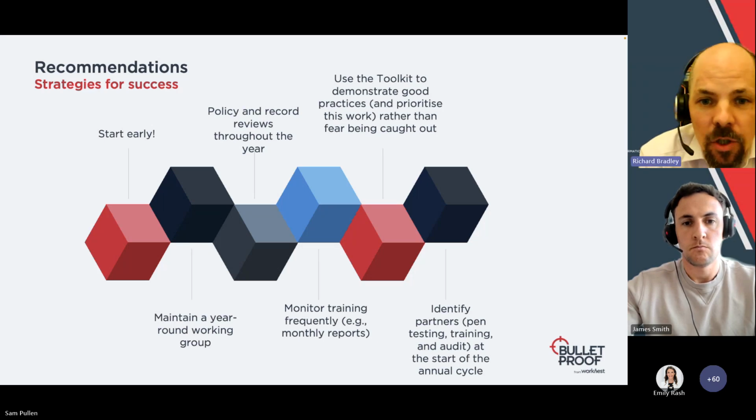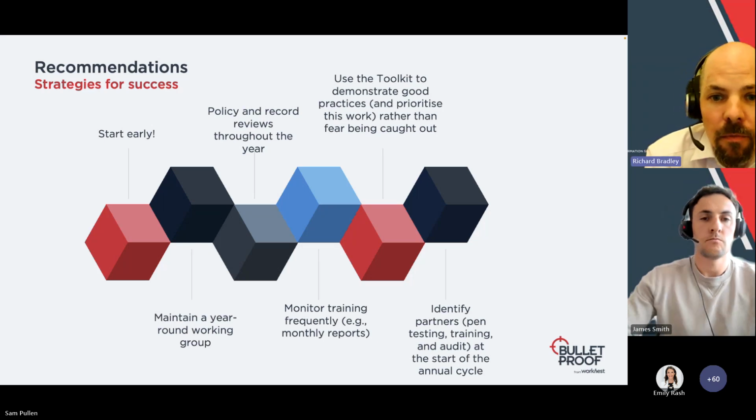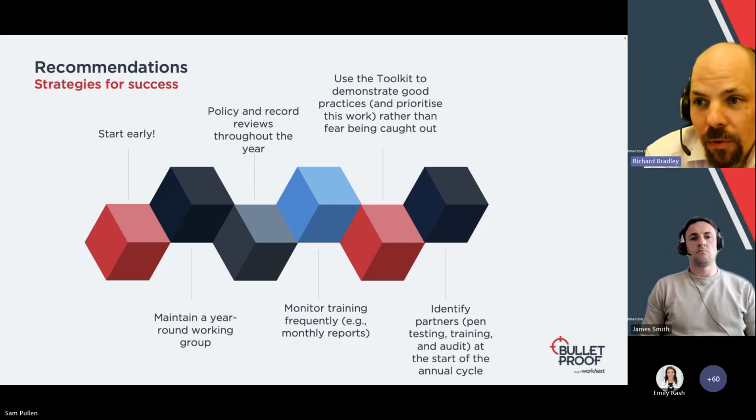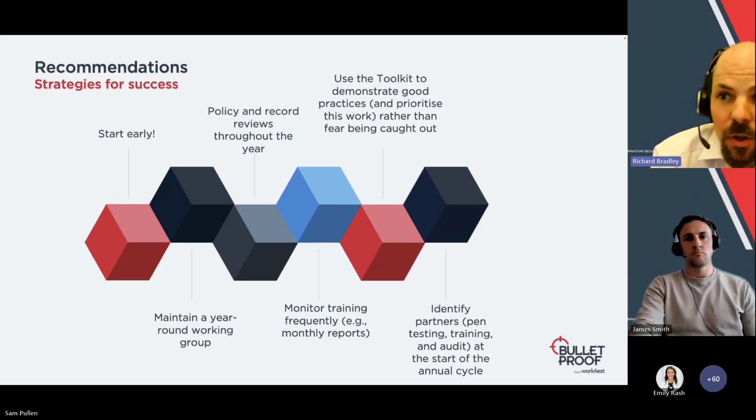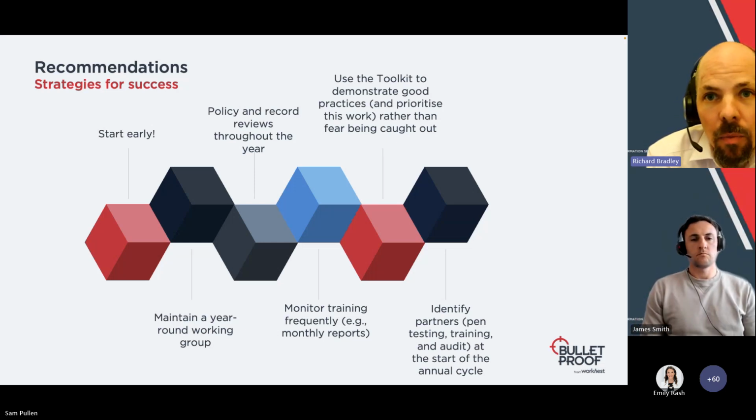Use the toolkit to demonstrate the good things you're doing rather than worrying about being caught out. The stuff that's here is stuff you need anyway. There is either very little or nothing in the toolkit that you shouldn't have to begin with, and this is just a way of proving that you're doing the right things.